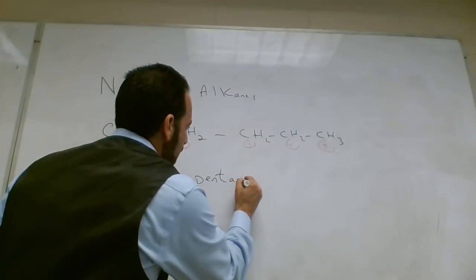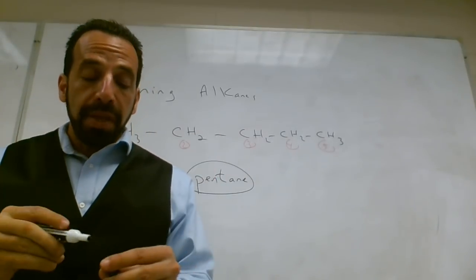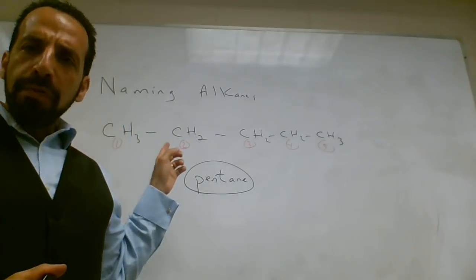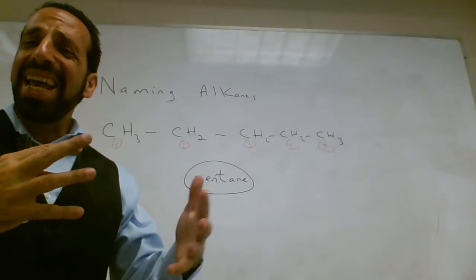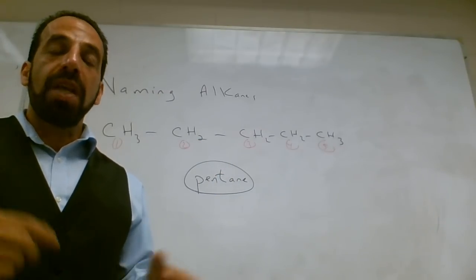So A and E. So we have pentane. Now, a couple things about this way. This is what they call the condensed formula. More often, though, you're going to see something called a line angle or skeletal formula for a lot of these organic compounds. You have to get used to both.